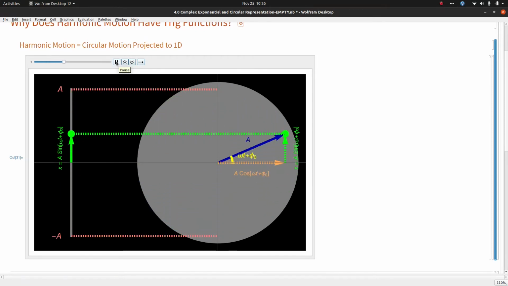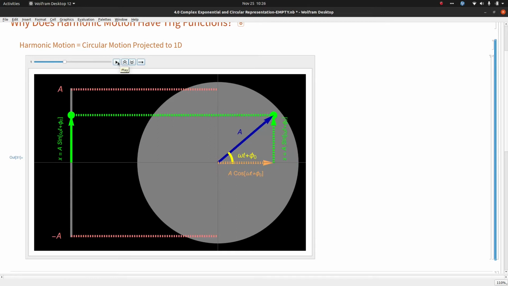Now, if I pause that animation for just a second, you can see that the vector that describes that motion is a vector that I've drawn in blue here, and it has a length that I'm going to call A. The angle that that vector is pointing at is given in yellow here, and I've written it as omega t plus phi naught, which is some phase shift.